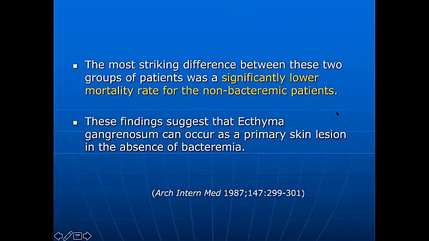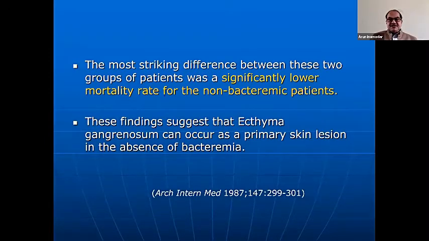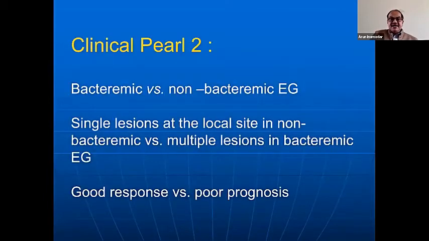The most striking difference between these two groups of patients was a significantly lower mortality rate for the non-bacteremic patients. So out of this case scenario, the clinical pearls are, there is a difference between bacteremic versus non-bacteremic ecthyma gangrenosum, that is the number of lesions. That means single lesions versus multiple lesions. And always non-bacteremic will have a good response, whereas the bacteremic one will have a poor prognosis.